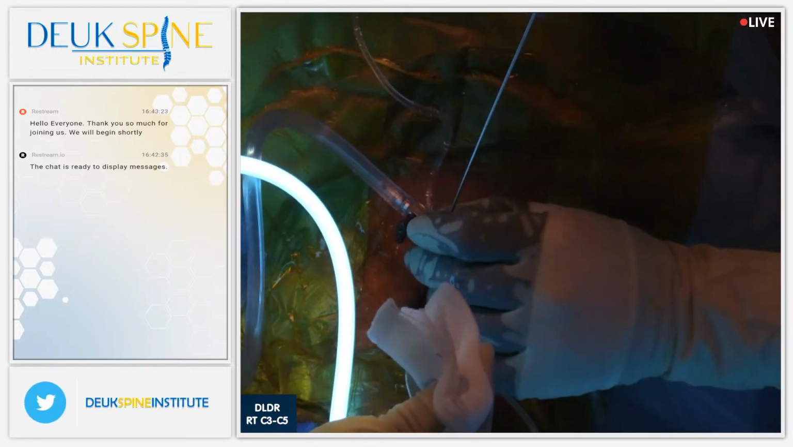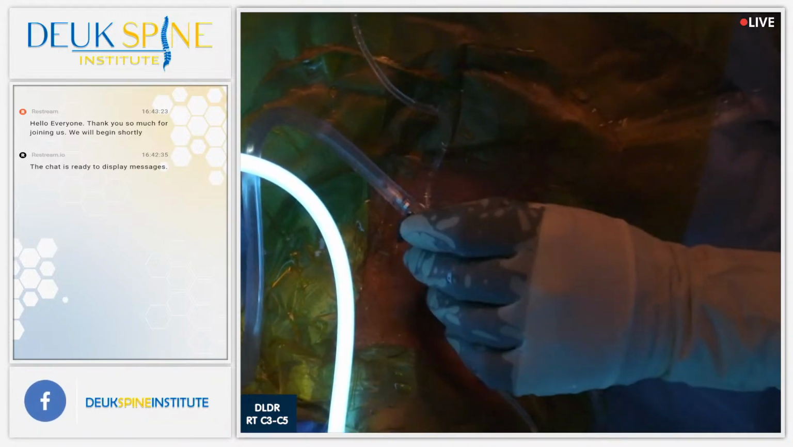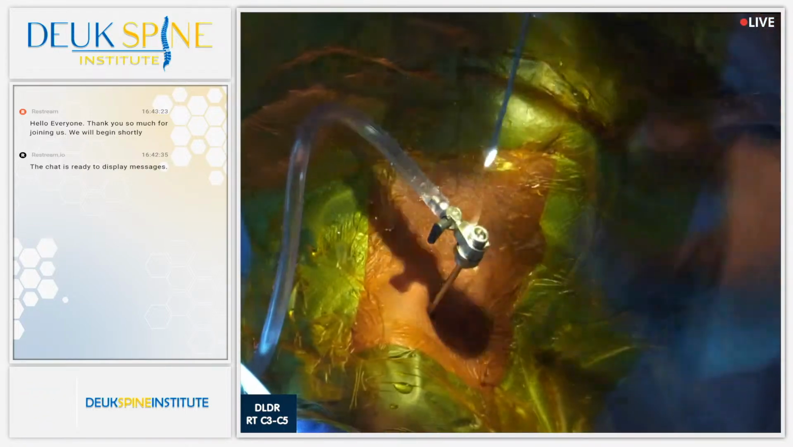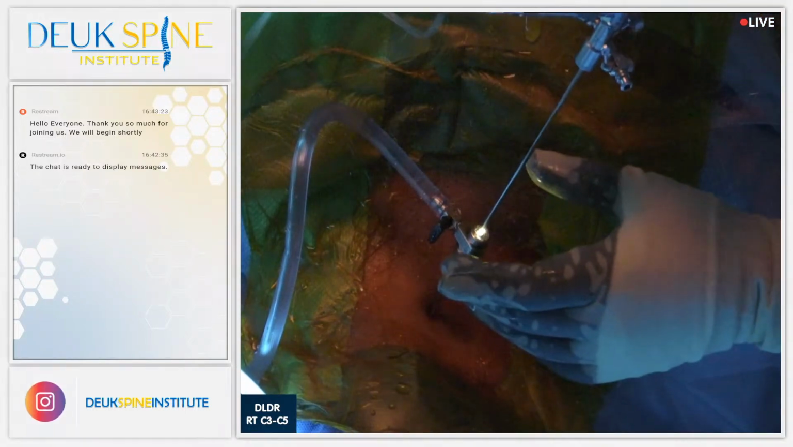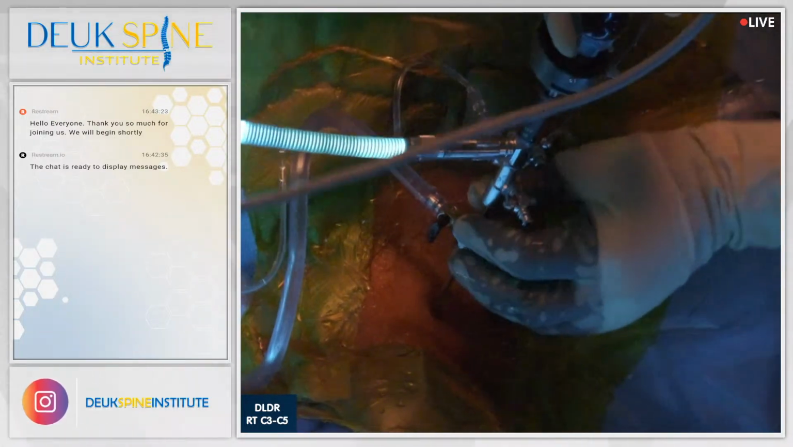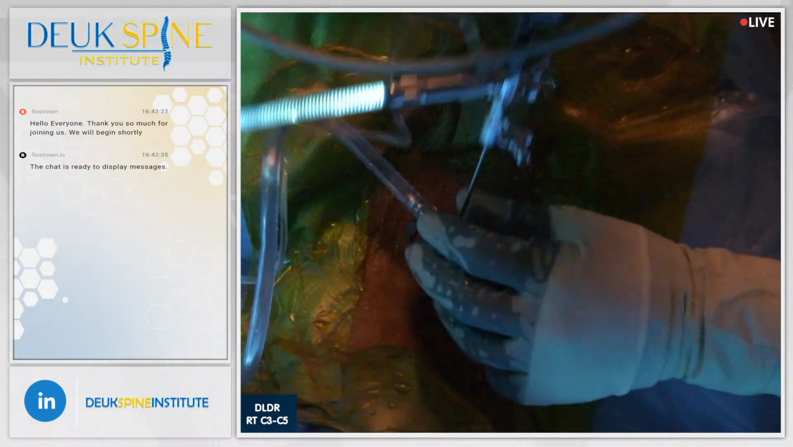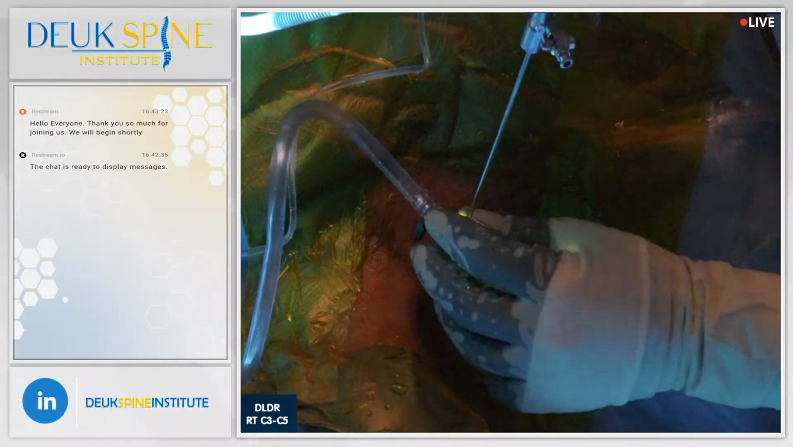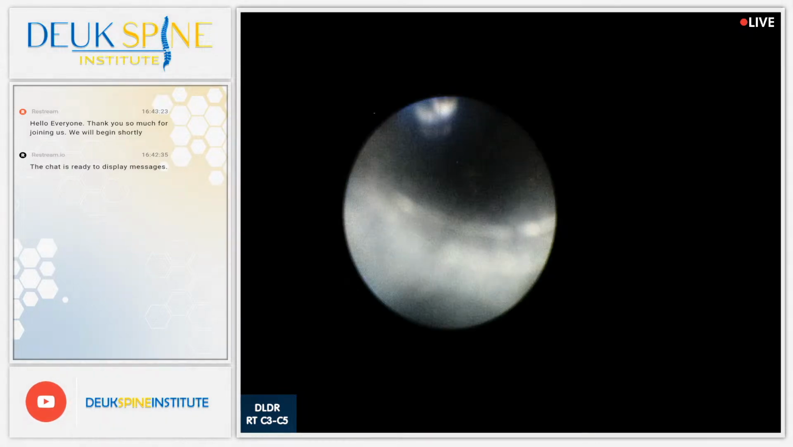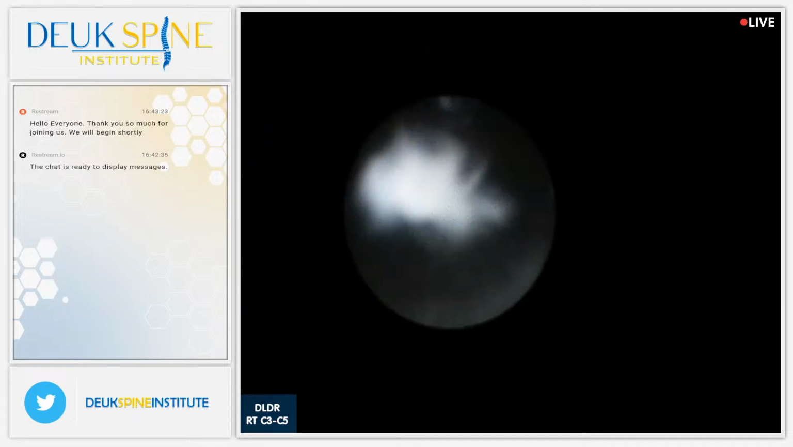That's a big piece. Got another big piece out. Taken about 10 big pieces out so far. I think there's more. Still more. There's another one. Now you can see these are called fragments. Fragments of disc herniation. Another one.